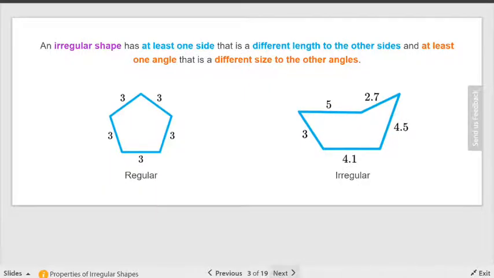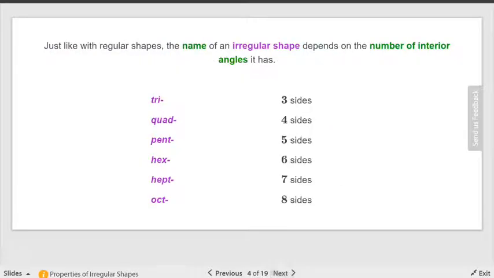They're still classified by the number of sides, even if they are irregular. Okay. And here we go. We just went over these. Tri means what? Quad, pent, hex, hept, oct. There you go. Octagon. And nonagon. Is that what it's called? A nonagon is 9 sides?